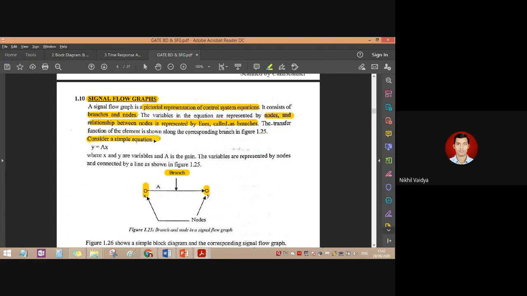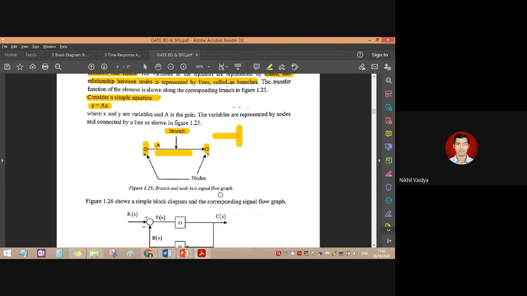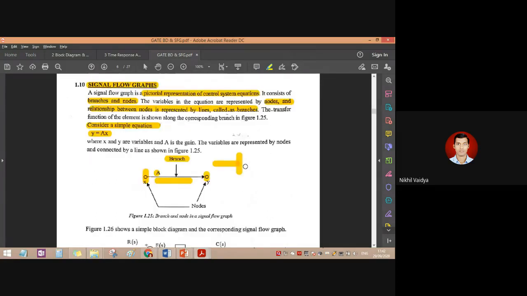Consider the equation y is equal to ax. What is a? A is nothing but its path gain. Whatever this path is, its gain is a. So when we draw the block diagram for this, it must be mentioned here. Okay. So if we draw the block diagram of this particular signal flow graph, what will it be?